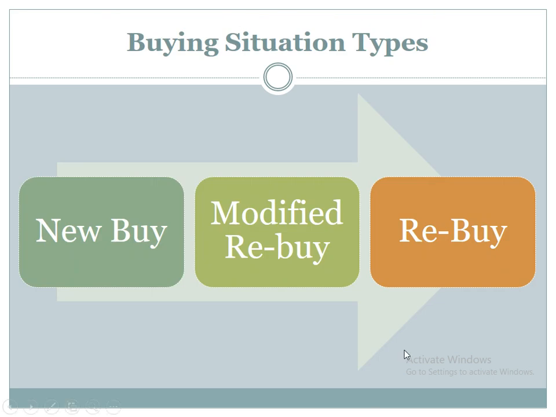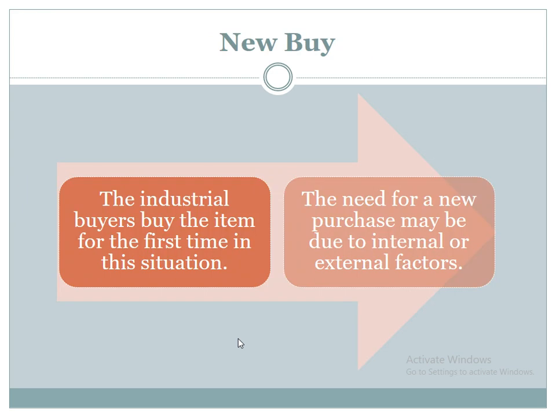Now there are three types of buying situations. There are three common types of buying situation, namely new buy, modified rebuy, and rebuy, discussed as follows. So the buying situation types: new buy, modified rebuy, and rebuy. We will start with new buy.